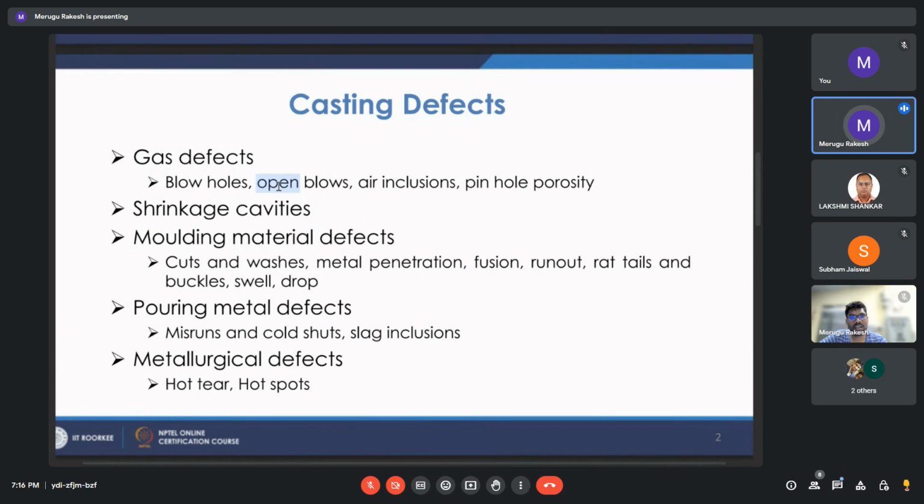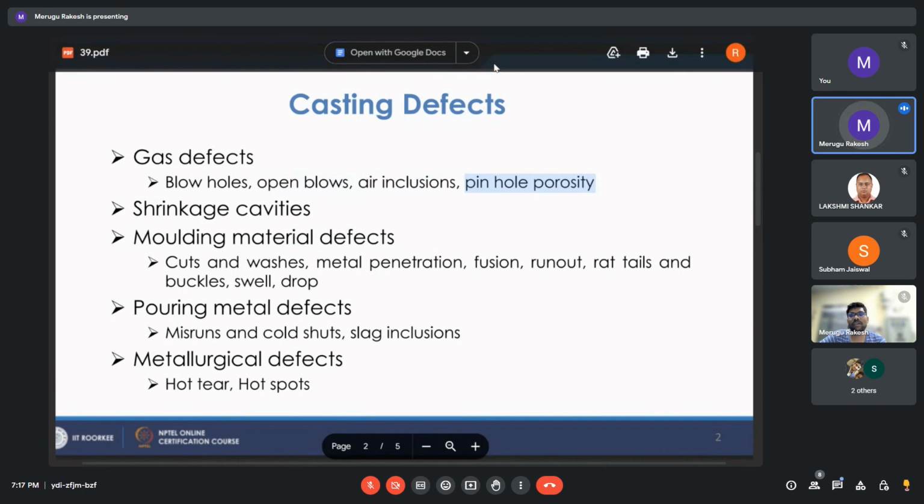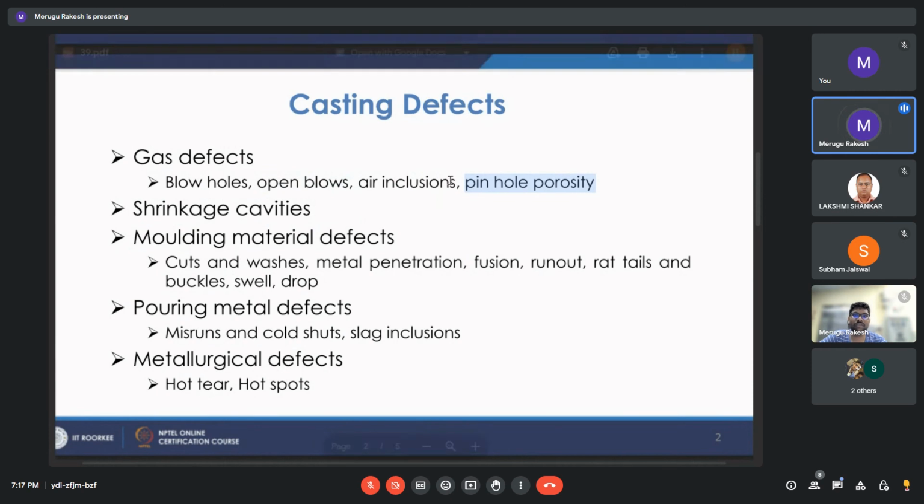This can be seen on the surface. Then air inclusions, which are pockets of air inside the casting. Then pinhole porosity, which is especially due to hydrogen. When the casting starts solidifying, the dissolved hydrogen will try to escape from the top of the casting. While it travels from the center to the top, it leaves its path, which looks like a pinhole. That is the pinhole porosity occurring due to hydrogen.